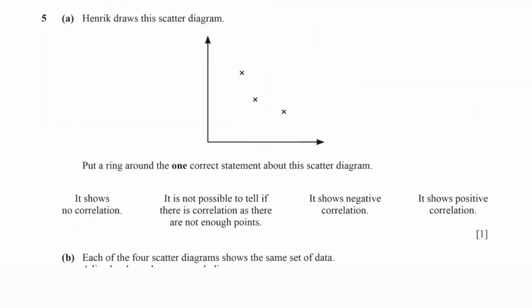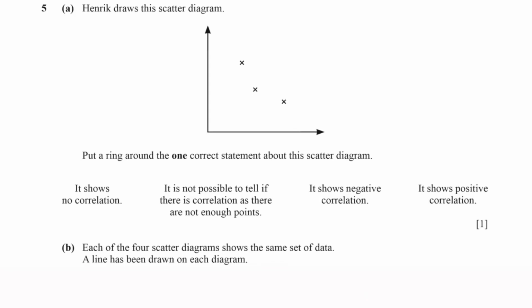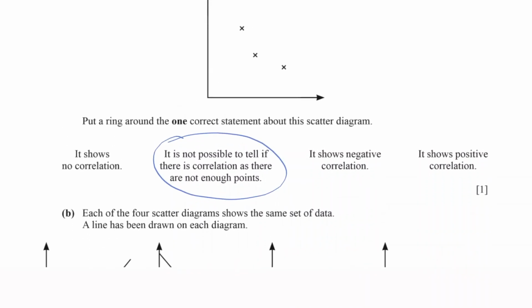Question number 5. Hardik draws a scatter diagram and we have to put a ring around one correct statement about this scatter diagram. This scatter diagram does not have enough points actually. It is only having 3. If we have more points, then it will be much easier for us to conclude the correlation. So this should be the most suitable statement, because it is not possible to tell if there is correlation, as there are not enough points. Only 3 points are given.